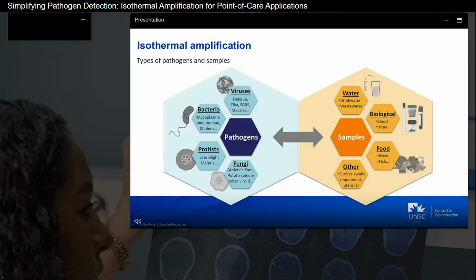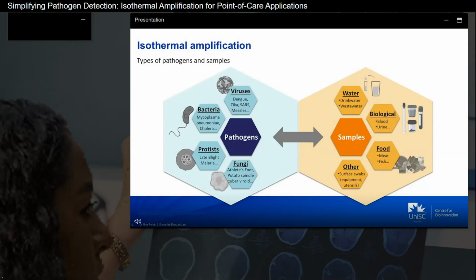We also can detect protists responsible for diseases like malaria or plant pathogens like late blight, which can have devastating impacts on both human health and agriculture. On the other hand, there are also fungi that we can detect, and that's from common infections like athlete's foot to more niche targets like the potato spindle tuber viroid, the latter affecting crops worldwide.